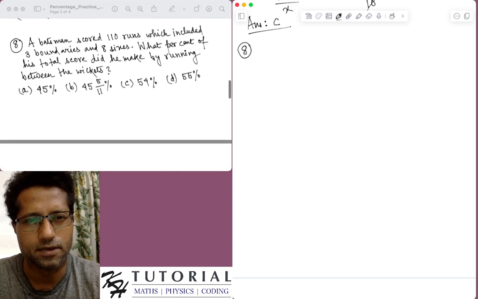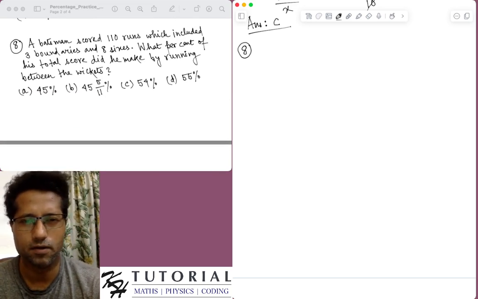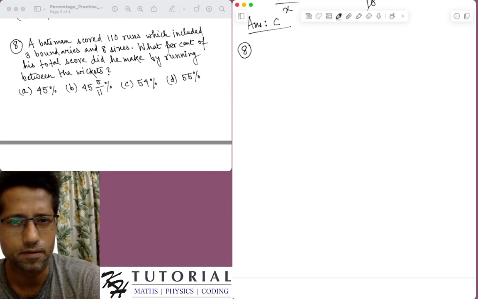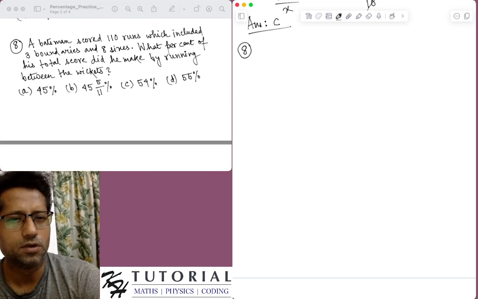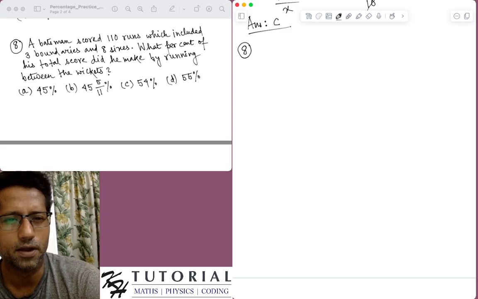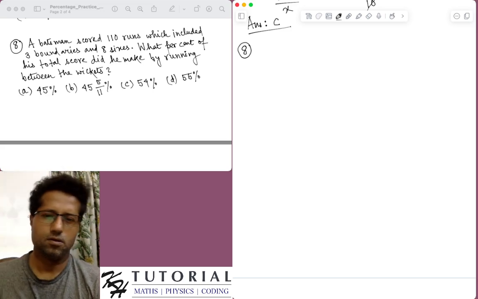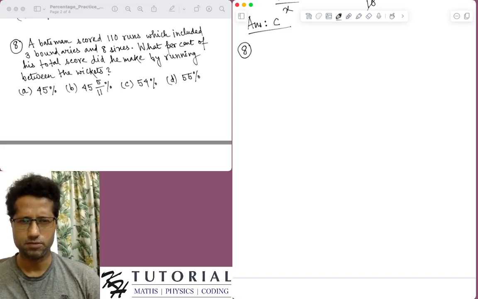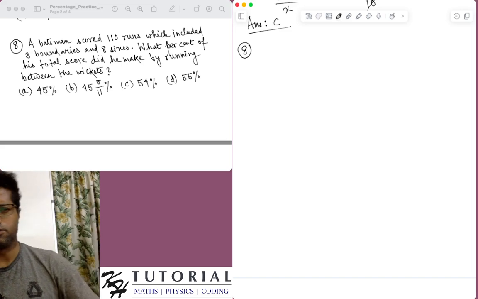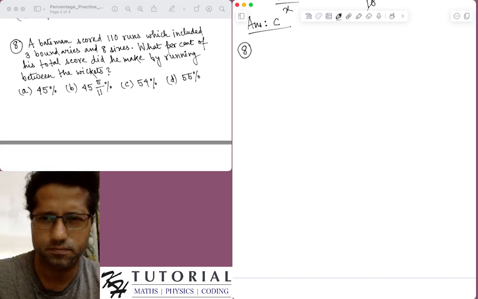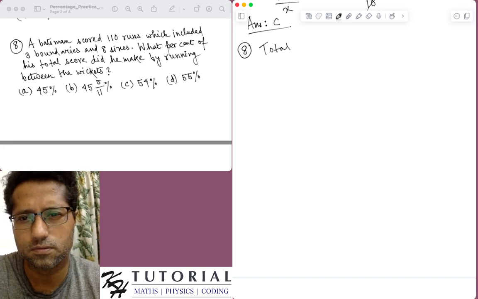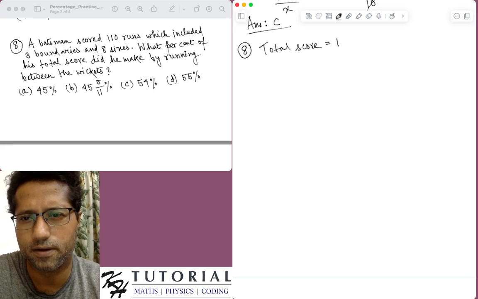Question number 8 says a batsman scored 110 runs, which included 3 boundaries and 8 sixes. Okay. What percent of his total score did he make by running between the wickets? By running, so he must have scored some runs by running between the wickets. Total score is given to be 110.